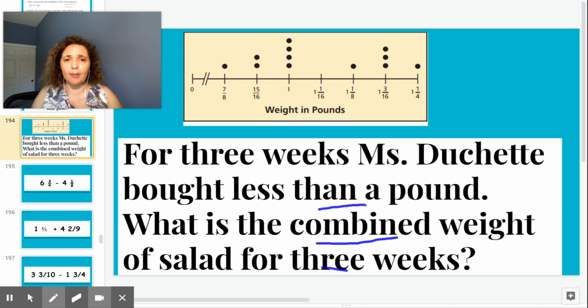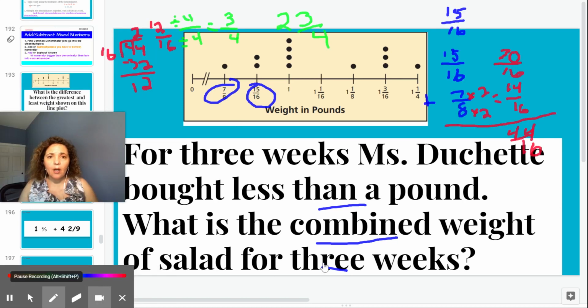So I want less than a pound. Do I want a pound? No, I don't want to include the pound, right? So 1, 2, 3. So 15/16 is less than a pound and 7/8 is less than a pound. So I want these 3 weeks together. So I'm going to go ahead and add those up. All right, so hopefully you got 2 and 3/4.